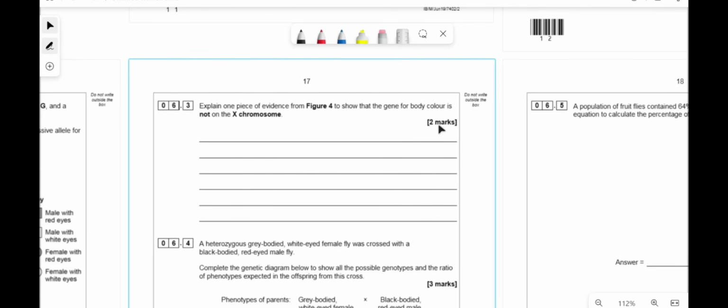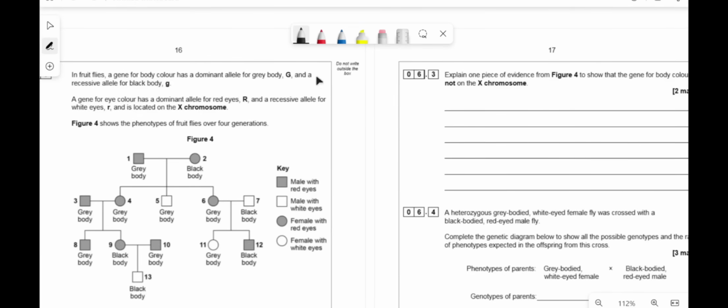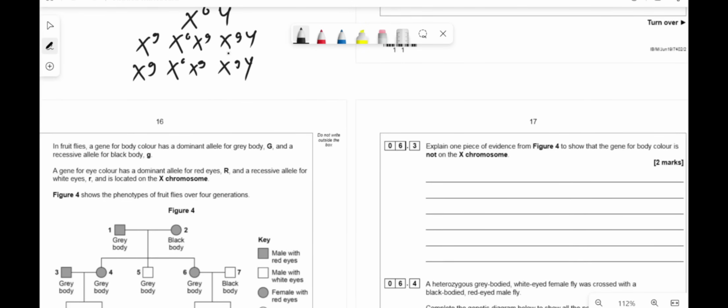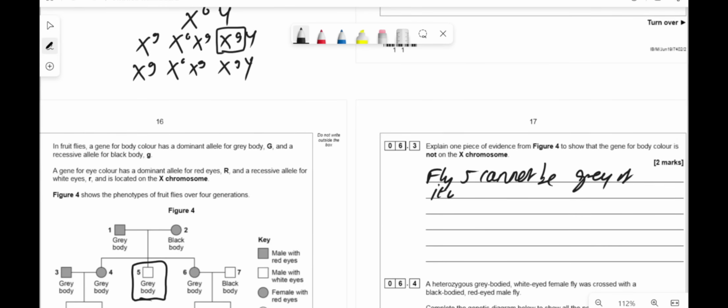Explain one piece of evidence from figure 4 to show that the gene for body color is not on the X chromosome. Okay, if it were on the X chromosome, then let's think about it this way. Let's say we have X big G here and Y. So you've got a gray dad, and we've got X little g, a black-bodied female. So that's X big G, X little g. So it's a gray female. X big G, X little g. That's another gray female. And then we've got a black male, and a black male. So if it were X-linked, it would be impossible for a gray male and a female that's black to have gray offspring. All the offspring would be black because they all have to inherit the X from the mother. So we can try looking for that on here, and we could see right here that this fly cannot be gray under that circumstance. It could only be black. So fly 5 cannot be gray if it were on the X chromosome.